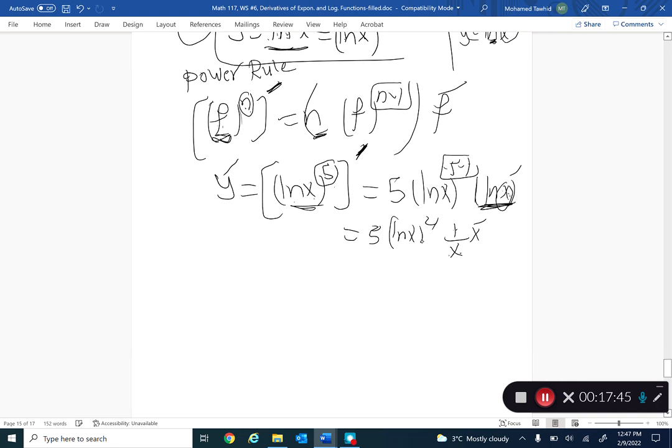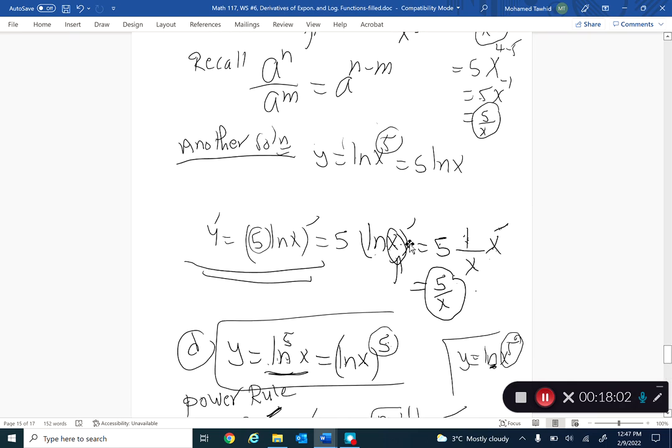So 1 over f prime. So what is x prime? x prime is 1. So what do you have? You have 5 (ln x) to the power 4 divided by x. And that is our derivative.